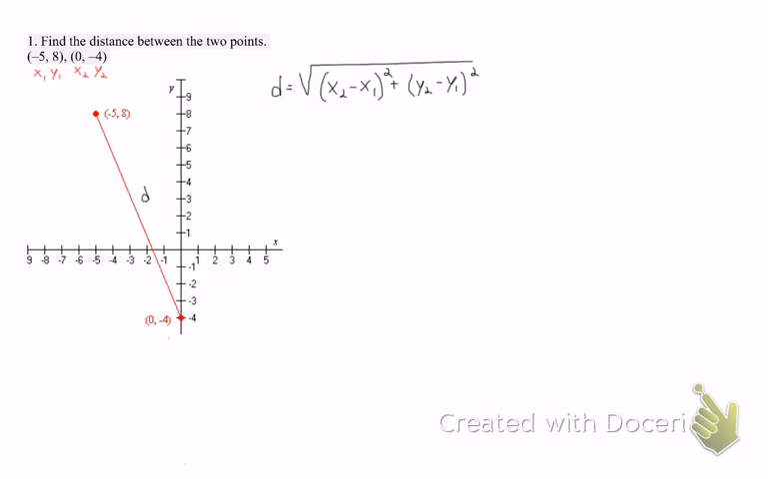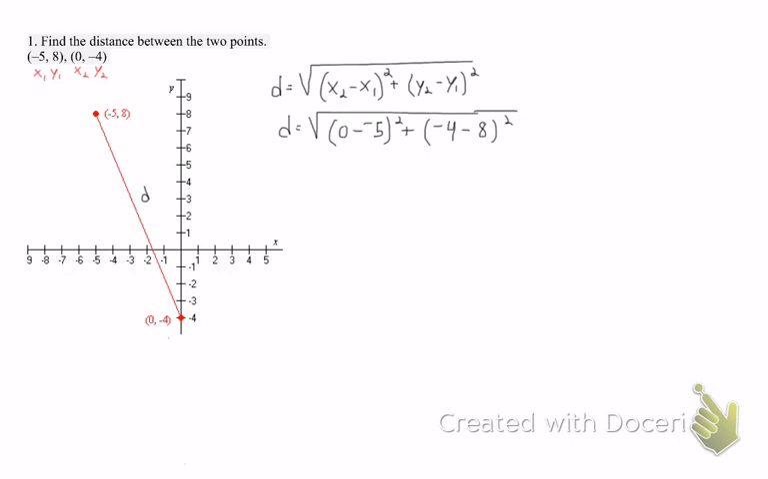So now once we label our points and write our formula, all we have to do is substitute our information in. So we get that x2 is 0, so it's 0 minus our x1. Our x1 is -5, and that's squared, plus our y2, which is -4, minus our y1, which is 8. I gotta make sure that's squared too.